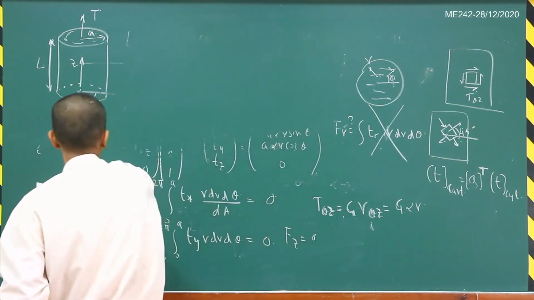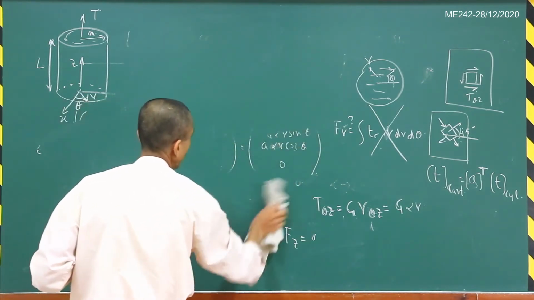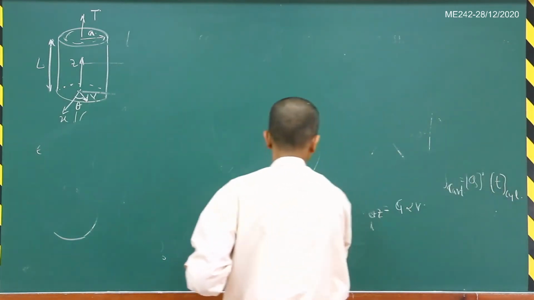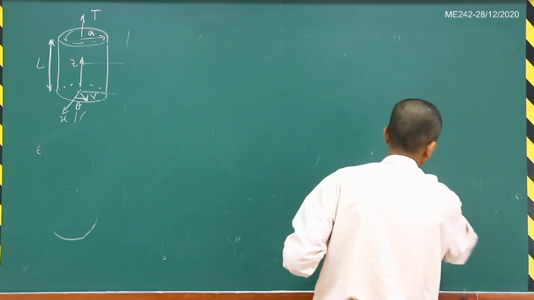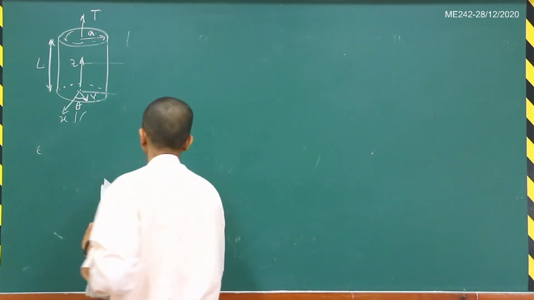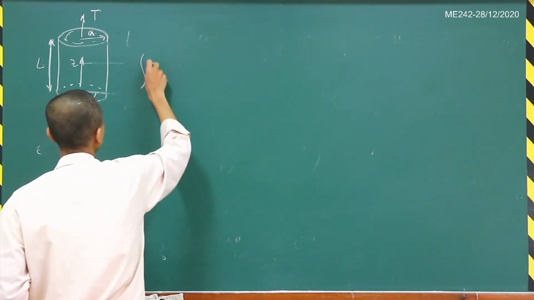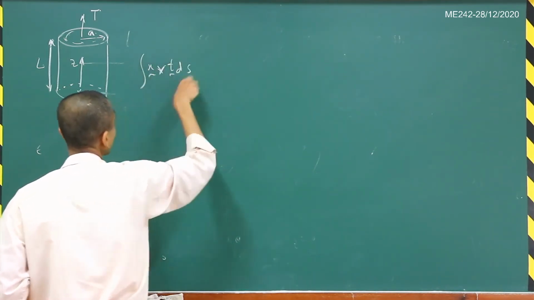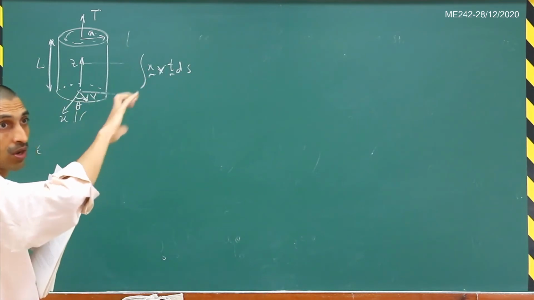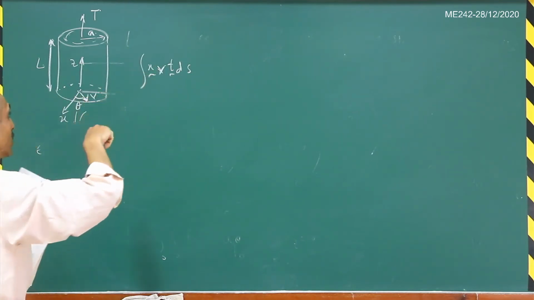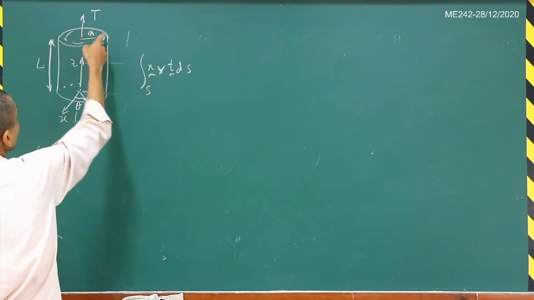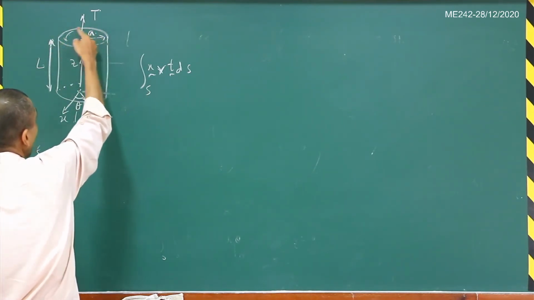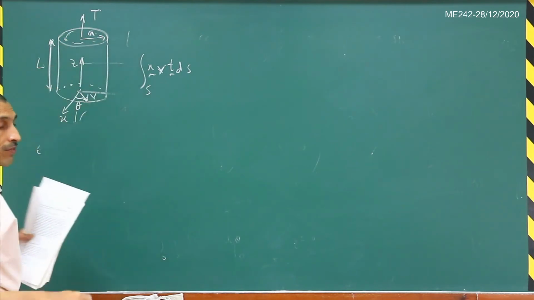So we have seen that the moment is given by x cross t, times nu. So this is the moment that acts on any given surface, right? This is over S. So in this case, we want to find out what is the moment due to the distribution of tractions acting on the top surface here.